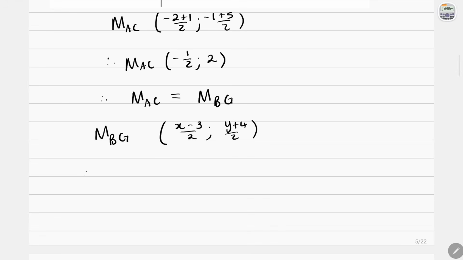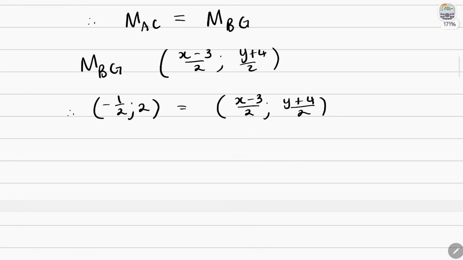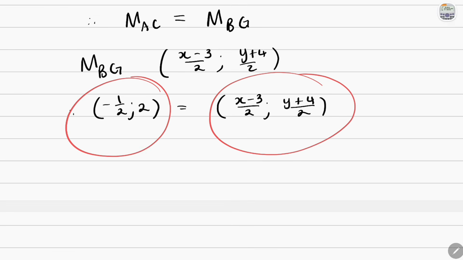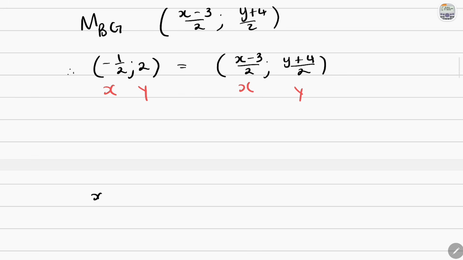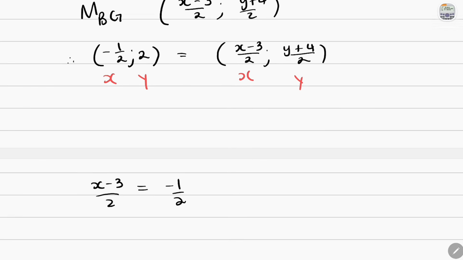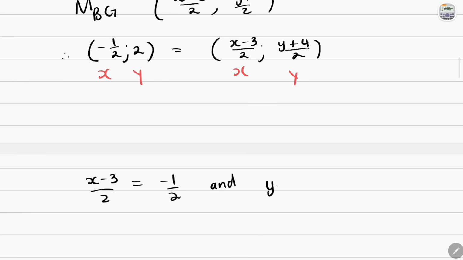And what we're saying is we know that the midpoint of BG is equal to the midpoint of AC, which was negative 1 over 2 and 2. This is the calculation for the midpoint of BG, and this is the actual midpoint. Because they are exactly the same, we can say that their x values are the same and their y values are the same. So x minus 3 over 2 is equal to negative 1 over 2, and y plus 4 over 2 is equal to 2.